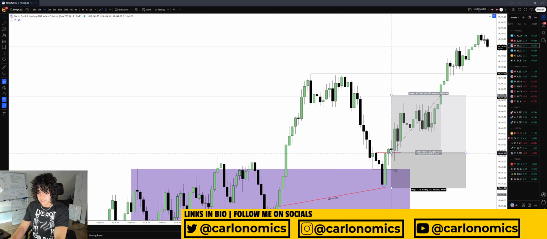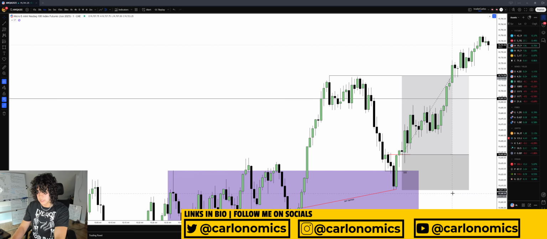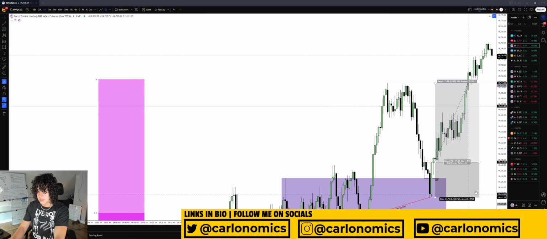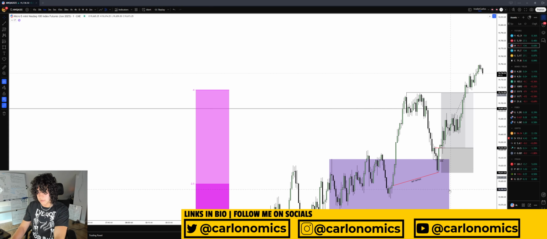Entry would be at the retest of the OB. Target would be these nice equal highs above. Stop loss would be the SMT low. 31-point stop loss, and then you get a risk reward of almost a 2R. So this is a very good setup that I was tape reading as well.